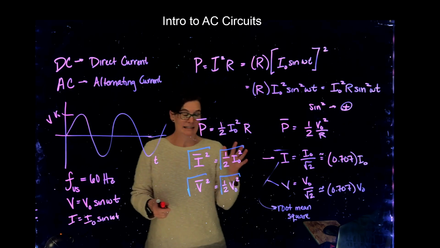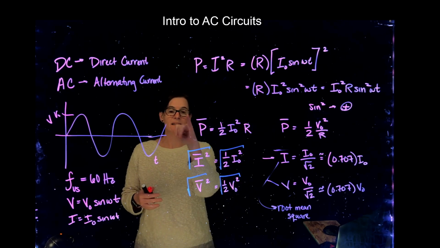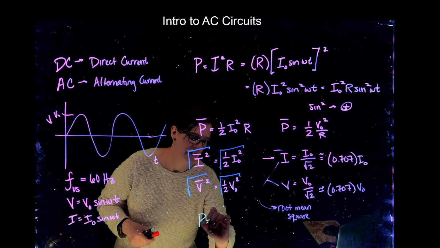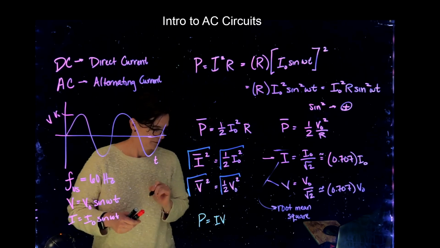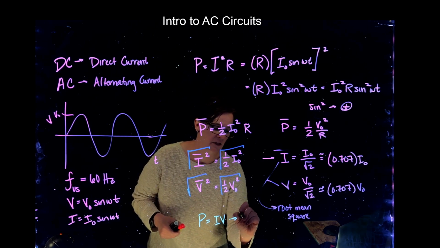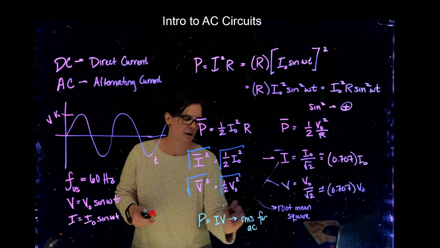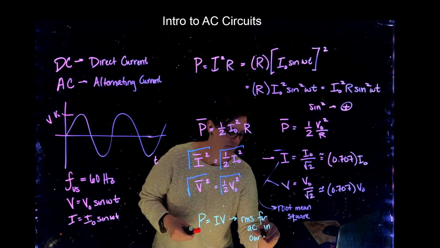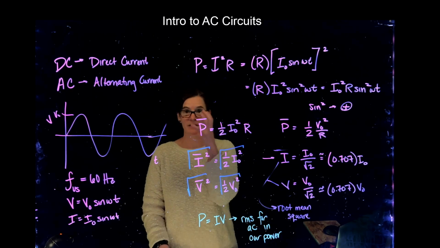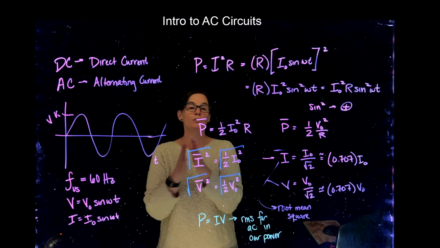It helps us because the root mean square value can be directly utilized by the power relationship. So the power relationship that we've been talking about, P equal to IV, okay? We can use the root mean square for AC in our power. When we do that, the device behaves exactly the same way as a direct current analysis using the root mean square values.